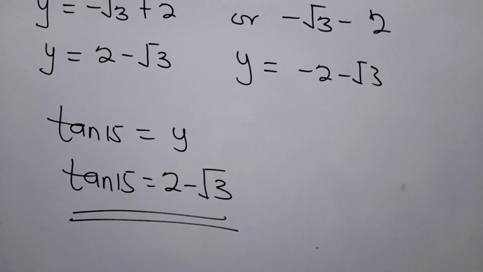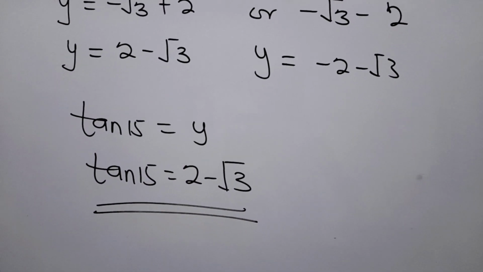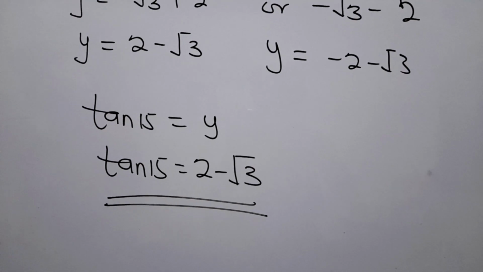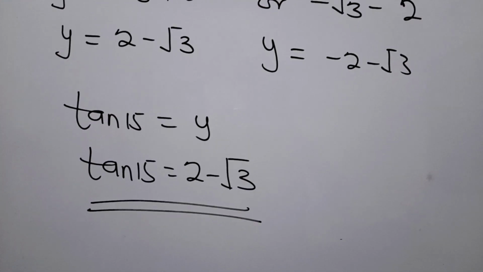I hope you get that. If you type tan 15 on your calculator, you will get 2 minus root 3. And we have obeyed the question, which says that we should leave our answer in surd form. I hope you get this.